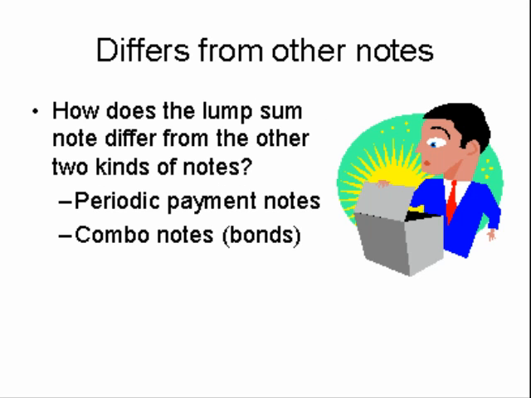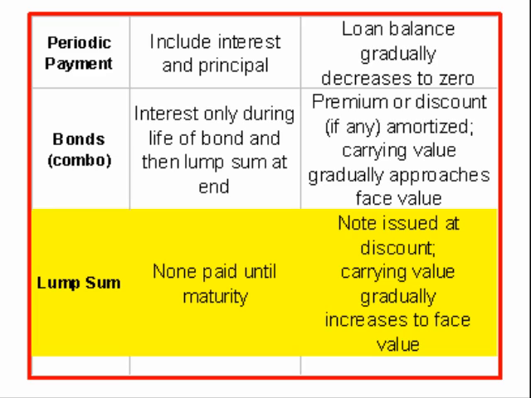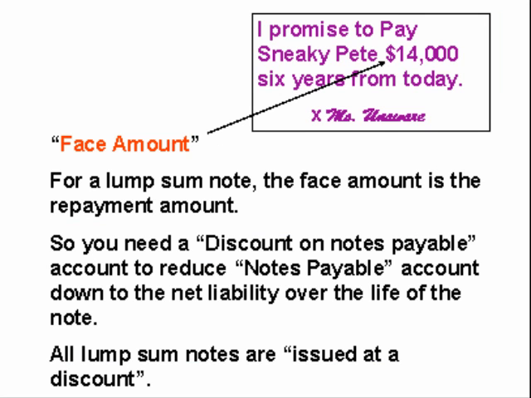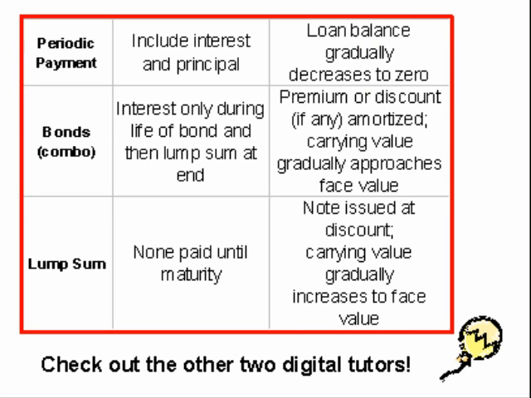How are these lump sum liabilities different from the other 2 notes we're going to study in your chapter? Here's a little chart that just highlights some major differences. The lump sum notes, there's no payments between the original loan and the repayment. And you have this discount on notes payable account. The face amount is the maturity amount, and you need this discount on notes payable to reduce the note payable down to the net liability for the unearned interest. There are 2 more digital tutors for the other 2 notes.